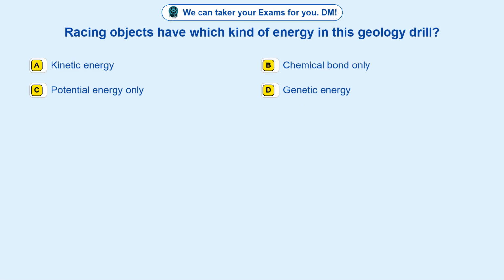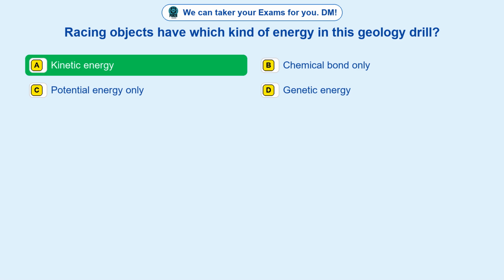Question 60. Racing objects have which kind of energy in this geology drill? Option A, kinetic energy. Option B, chemical bond only. Option C, potential energy only. Option D, kinetic energy. The correct answer is option A, kinetic energy.